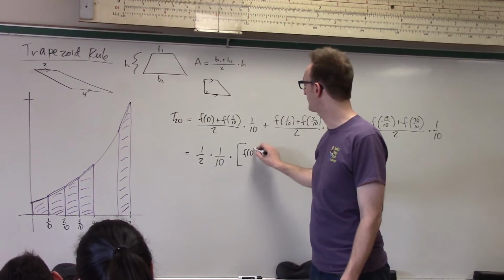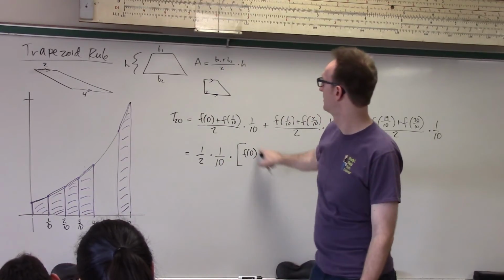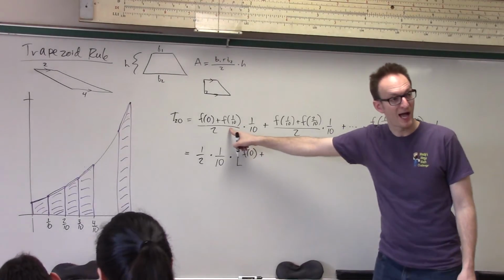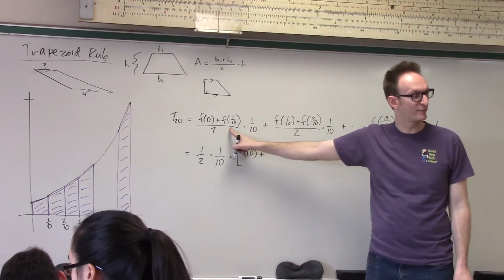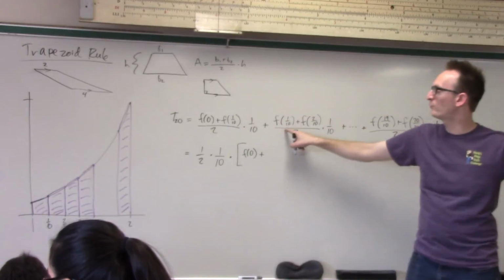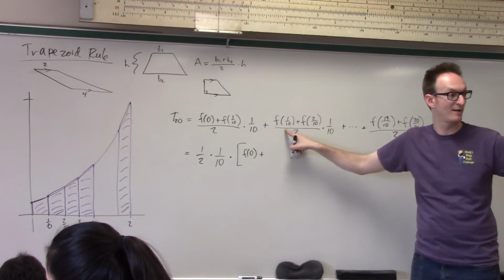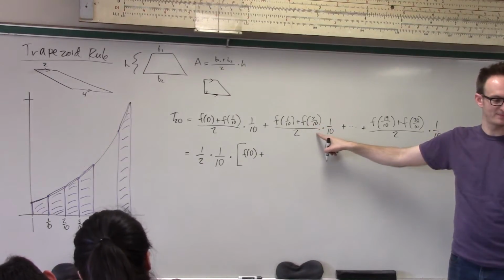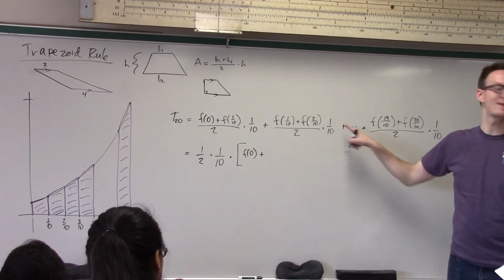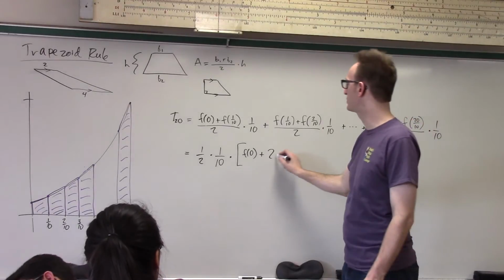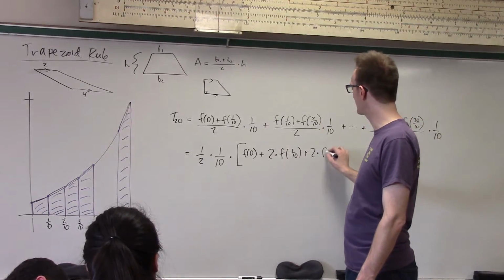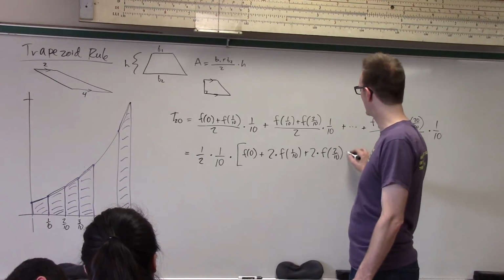So it's like I have f of 0 plus f of 1/10 appears as the height of one base of the first trapezoid. F of 1/10 also appears as the height of the next trapezoid, right? You with me on this, Jade? F of 2/10 appears once, and then again, right? So this is going to be 2 times f of 1/10 plus 2 times f of 2/10, etc.